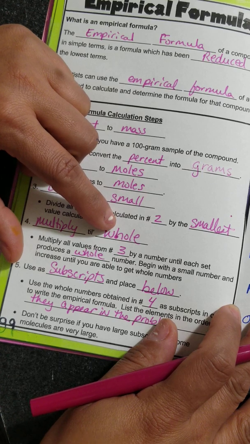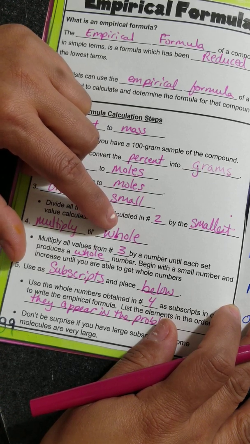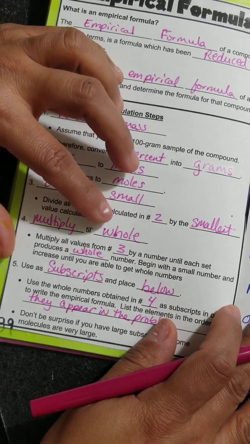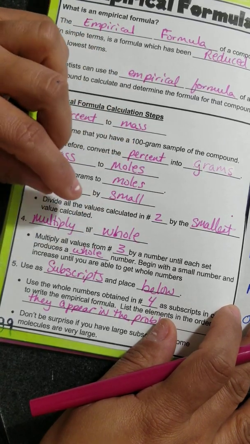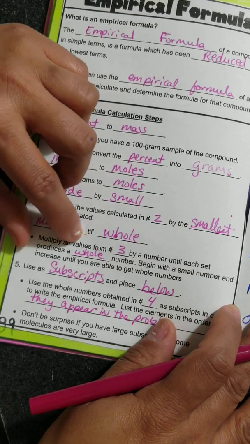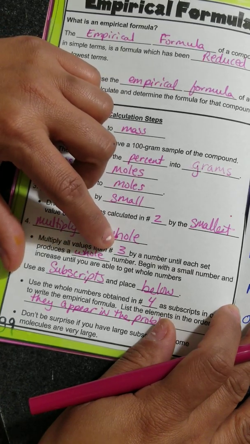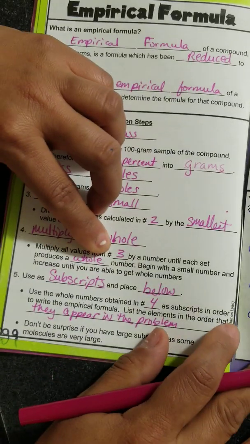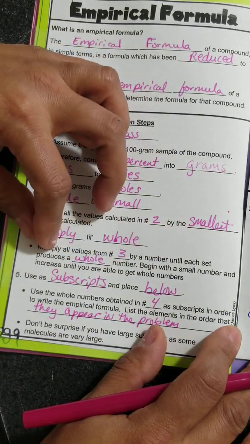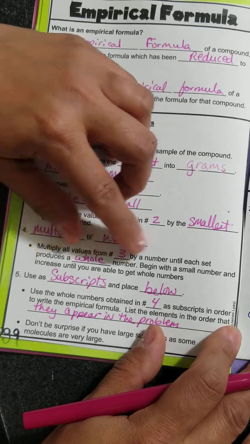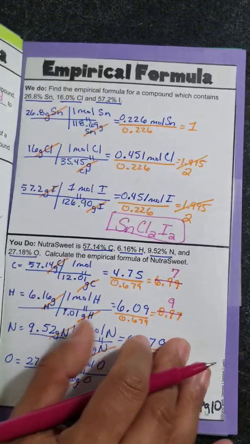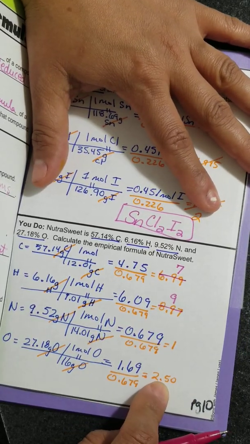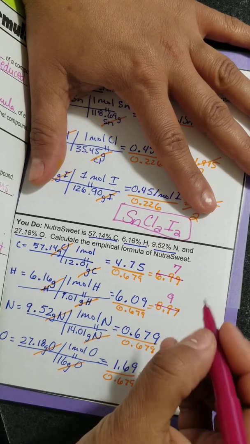Okay, so 8.97 is pretty much a whole number, 9. It can be rounded up. But 2.5 cannot be rounded up. So multiply all the values from step 3, here is step 3 right here, by the same number until it produces a whole number. Begin with a small number. Well, I'm not going to multiply by 1 because I'll get 2.5 again. So what's the next smallest number? Let's multiply by 2.